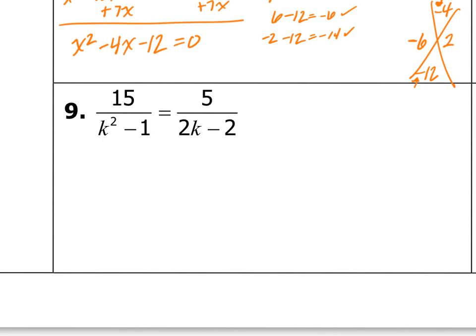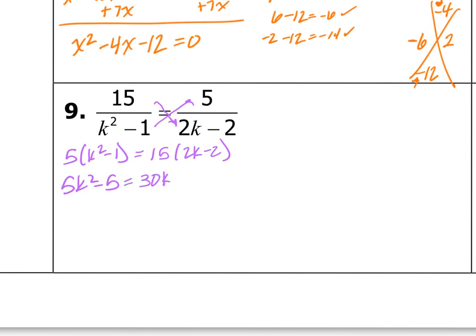So here we go. Same thing, I still have a fraction equaling a fraction, so I'm going to cross multiply. So I've got 5 times k squared minus 1 equals 15 times 2k minus 2. Distribute. 5k squared minus 5 equals 30k minus 30.